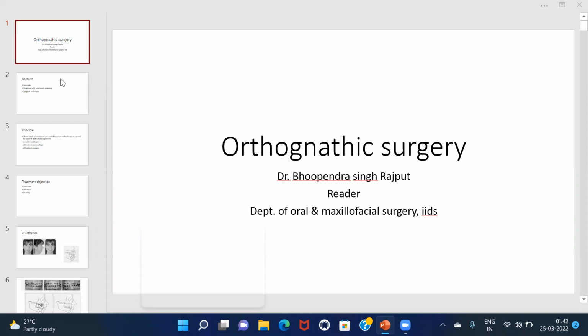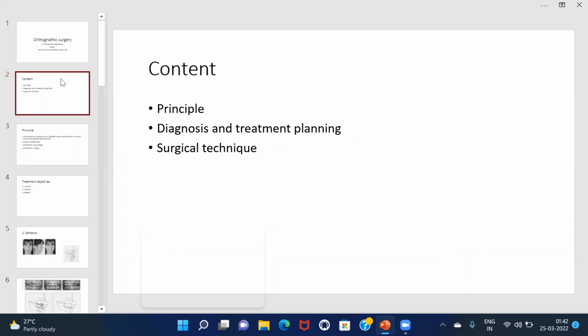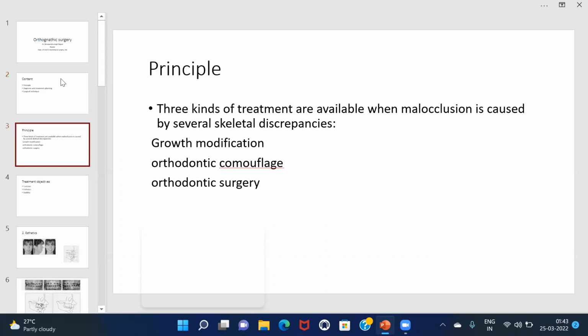Our content is principle of orthognathic surgery, diagnostic and treatment planning, and surgical technique. Principle.